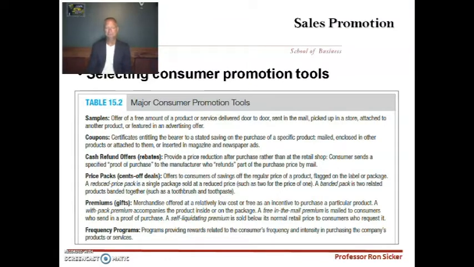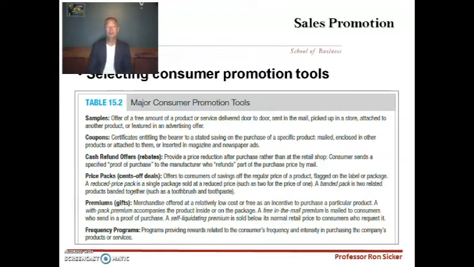Cash refunds or rebates oftentimes are on electronics, computers, and that type of thing. Sometimes there's point of purchase rebates where you get it right then. Other times you got to mail in for the rebates. The mail-in rebates are a lot less successful. A lot of people don't pay attention to them because you got to jump through hoops to get those rebates. Price packs, which is cents-off deals, or 30% larger. You'll see that a lot on personal products like shampoos and things like that, 50% off, or excuse me, 30% larger.